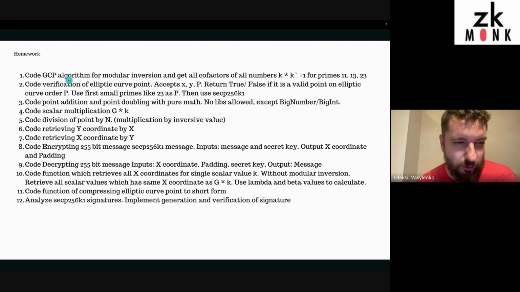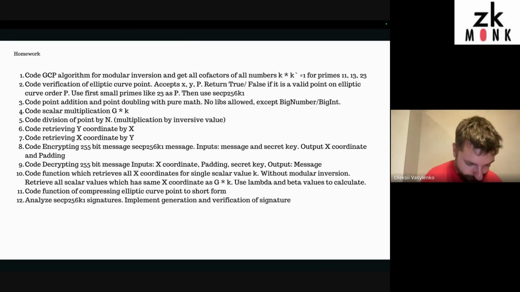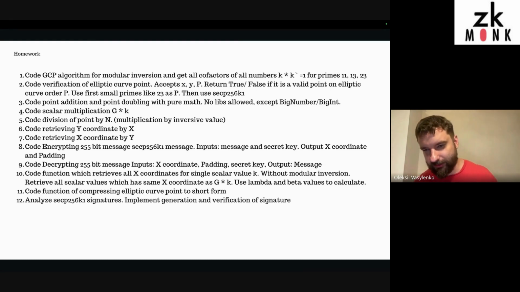First one, you need to code the GCD algorithm for modular inversion and get all cofactors of all numbers, where the cofactor k and the cofactor equal 1. Take primes 11, 13, 23. So you have a group of 11 with modulus 11, a group of 13 with modulus 13, and a group of 23. You need to write the GCD algorithm for modular inversion and go through all numbers from 1 to 10, from 1 to 12, and from 1 to 22 with their moduli, and find cofactors for them. It will allow you to understand the concept better.